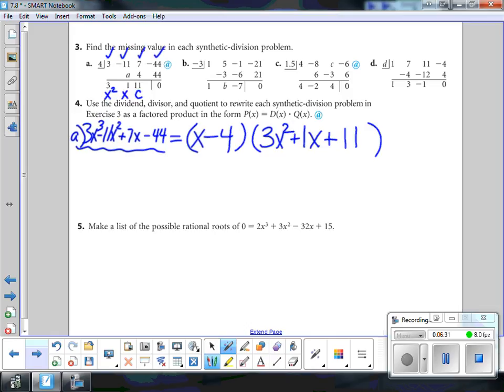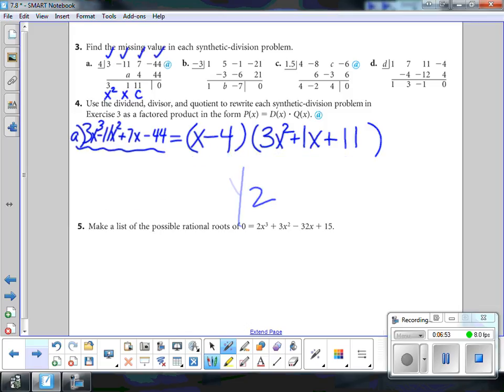One little tip here. In order to check these, what you can do, why don't you take this original polynomial and put that in y1 on your calculator. Take this factored form and put it into y2 on your calculator, and they should produce the same graph when you look at them.